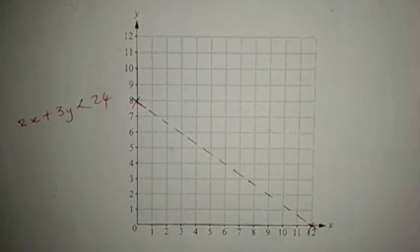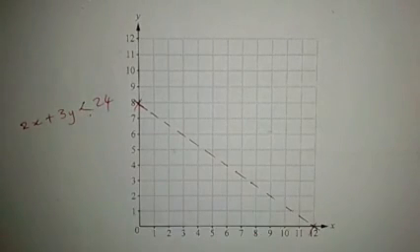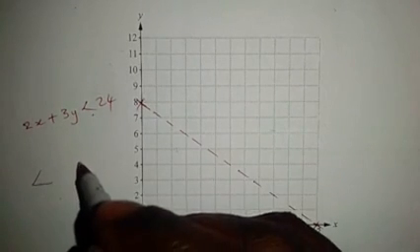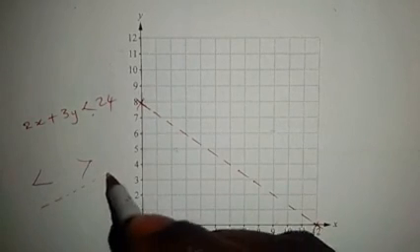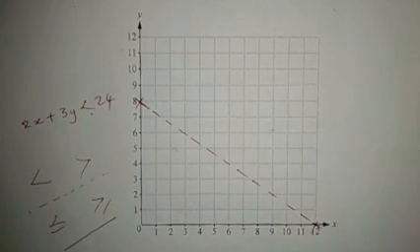So the reason of using a broken line is the inequality does not have an or equal to sign, right? So if the inequality is less or if the inequality is greater without or equal to sign, use a broken line. But for less than or equal to and greater than or equal to, use a solid line. So that's why I've used a broken line, right?